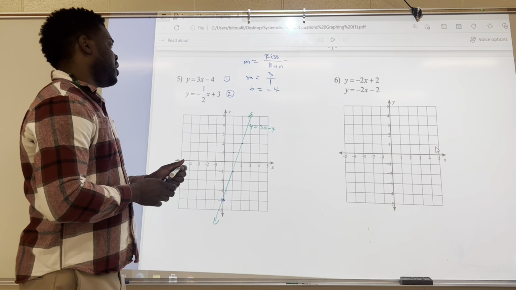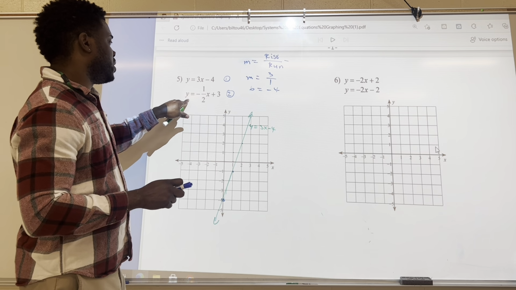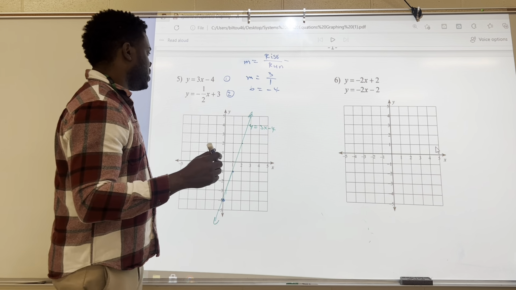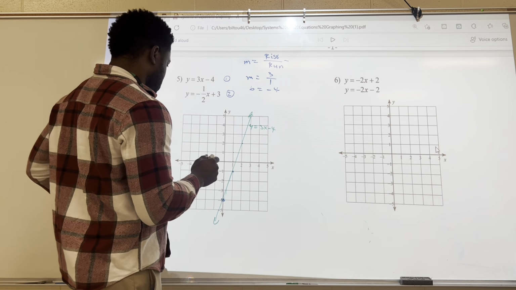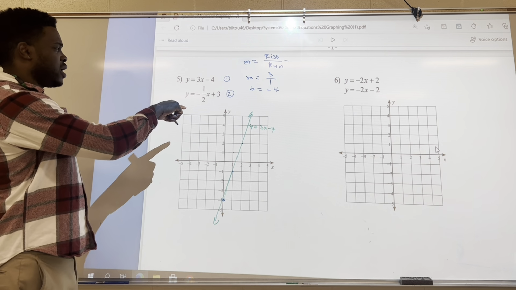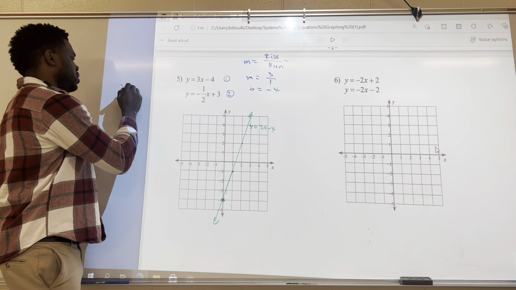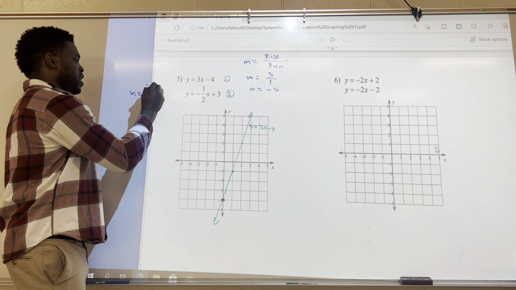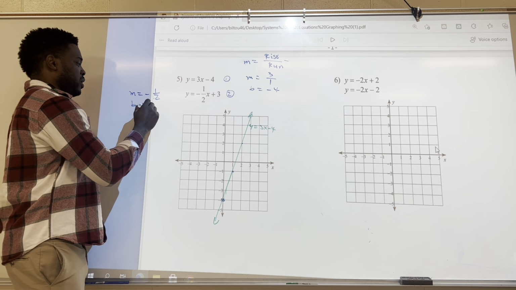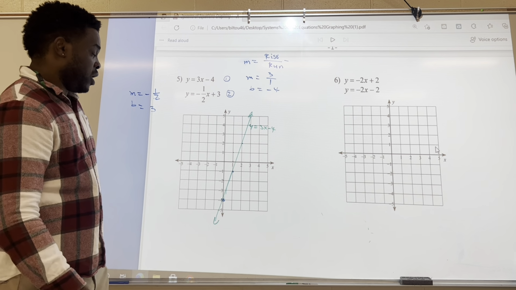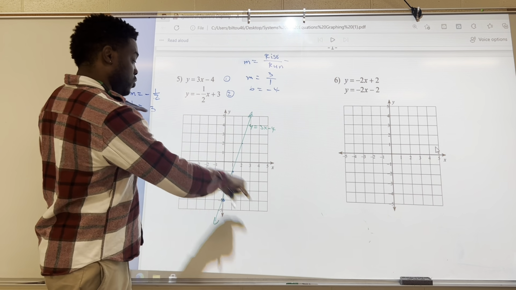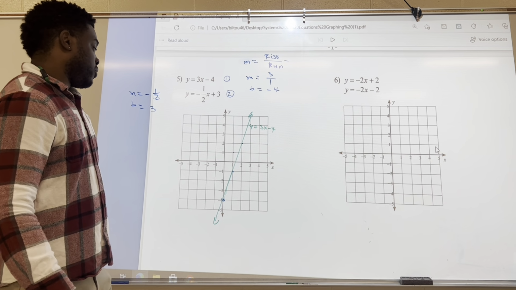Now let's go ahead and graph y equals -1 over 2x plus 3. Let's first look at our slope. Our slope over here is -1 over 2, and our y-intercept is positive 3. And you know that when your slope is negative, it's coming from the top left and going to the bottom right.